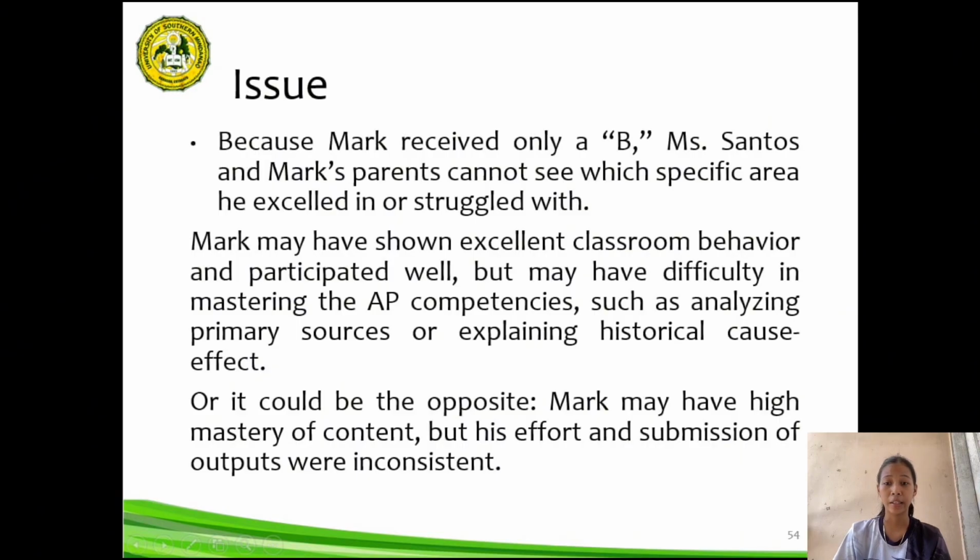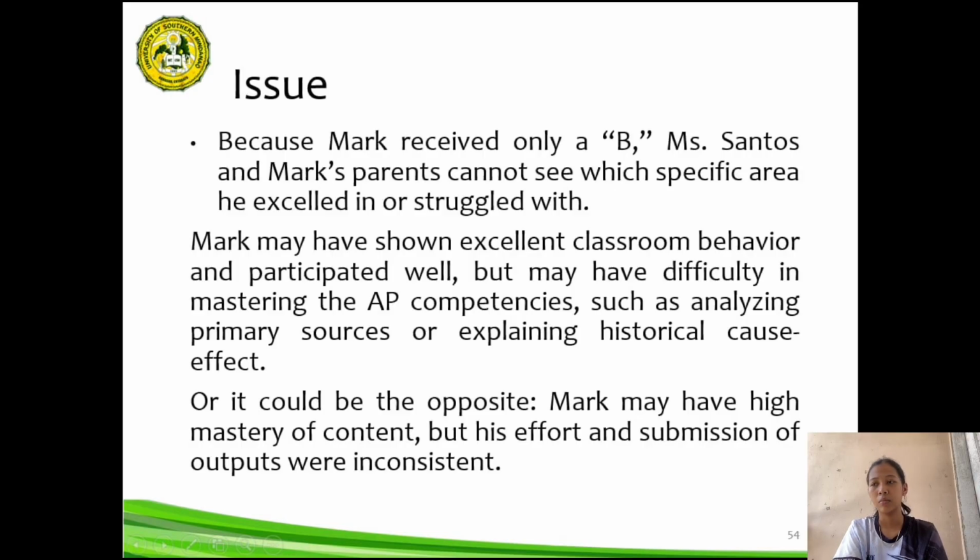Mark may have shown excellent classroom behavior and participated well, but may have difficulty in mastering the AP competence such as analyzing primary sources or explaining historical cause and effect. Or it could be opposite. Mark may have a high mastery of content, but his effort and submissions of outputs may have been inconsistent. Since the grade is only B, there is no clear explanation of that.